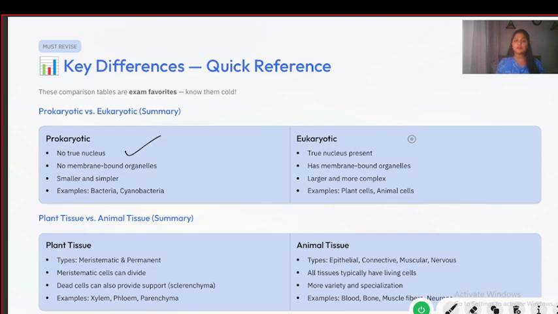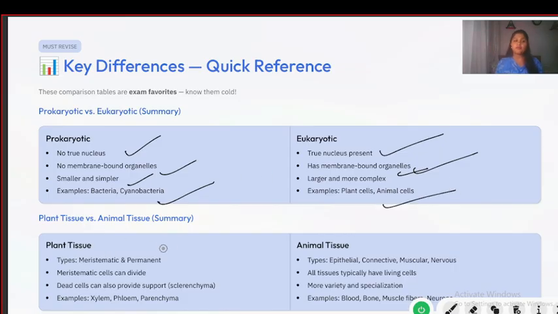Prokaryotes: no true nucleus is present. Eukaryotes: true nucleus is present. Prokaryotes have no membrane bound organelles; eukaryotes have membrane bound organelles. Prokaryotes are smaller and simpler; eukaryotes are larger and complex. Examples: bacteria, cyanobacteria for prokaryotes; plant cell, animal cell for eukaryotes.